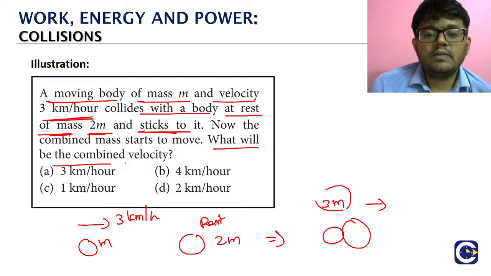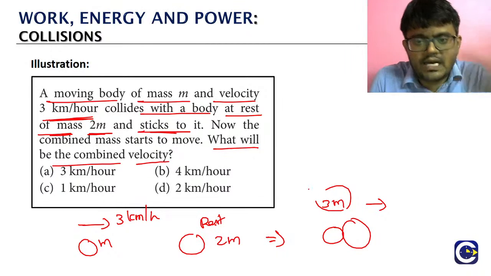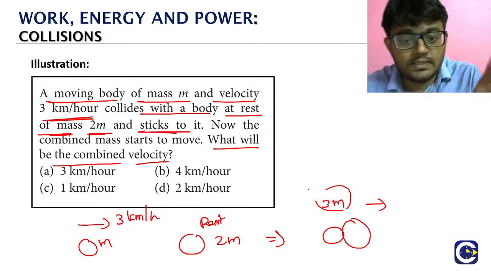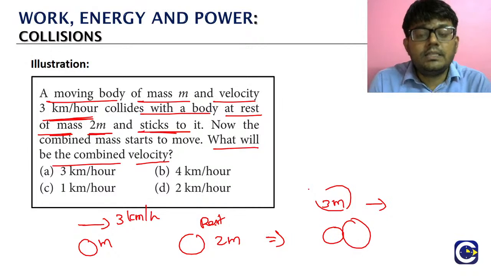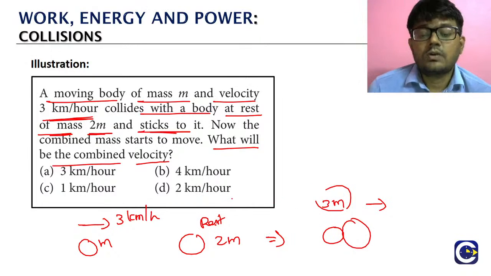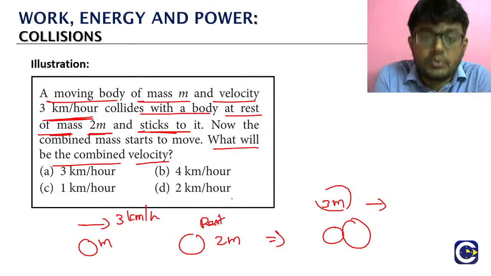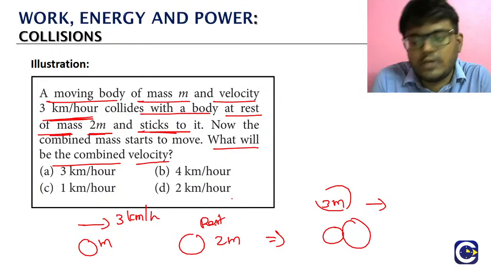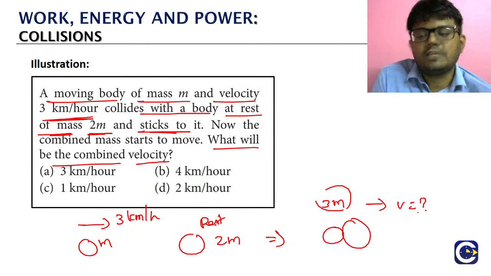What will be the velocity of the combined mass? They are sticking and then moving together, right? After some time, we will see that this is a particular scenario in collision. We'll see under what conditions after a collision the objects will stick and move together, means they will be moving with a common velocity. So here we need to find that common velocity v.